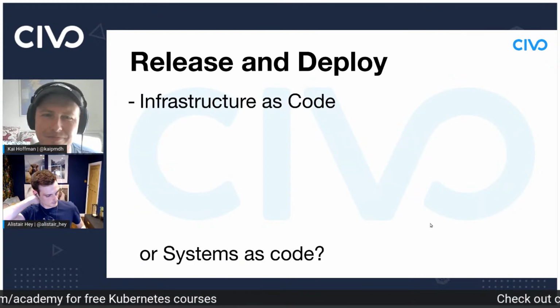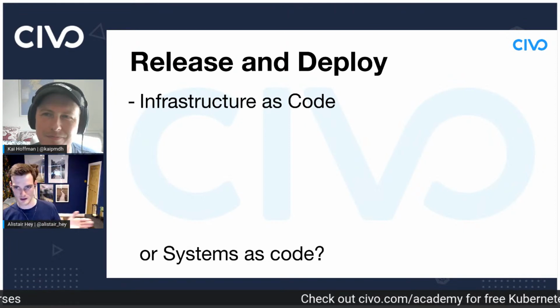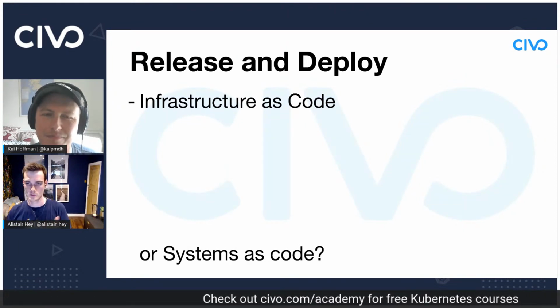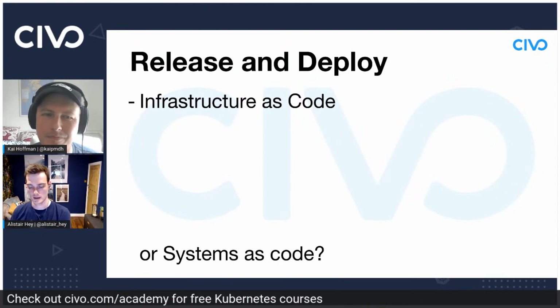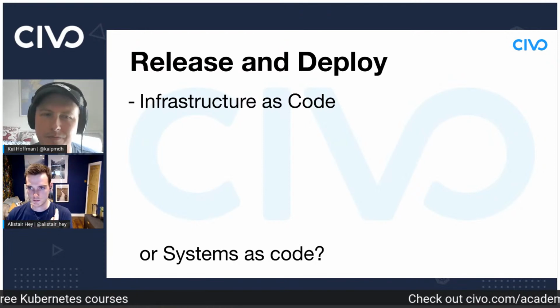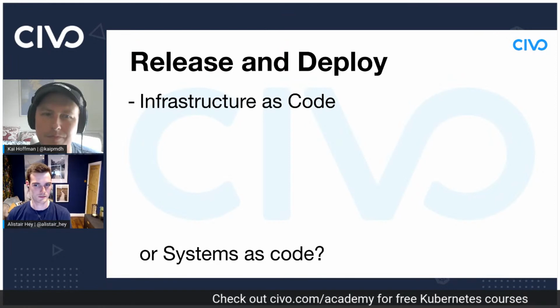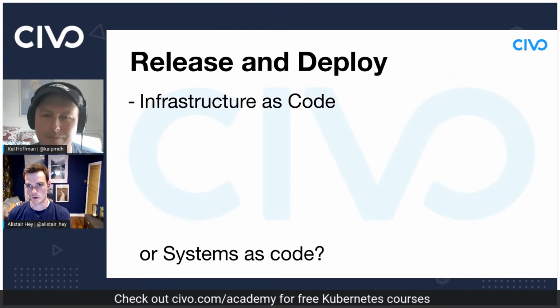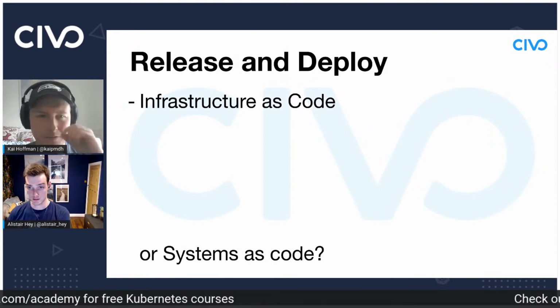Awesome. So we've kind of covered off the first part of our release and deploy. So we've worked out how we can release and technically how we can deploy something. But then I wanted to introduce the concept, which is infrastructure as code. And I put at the bottom, or systems as code, because it can be far more complicated than just your infrastructure.